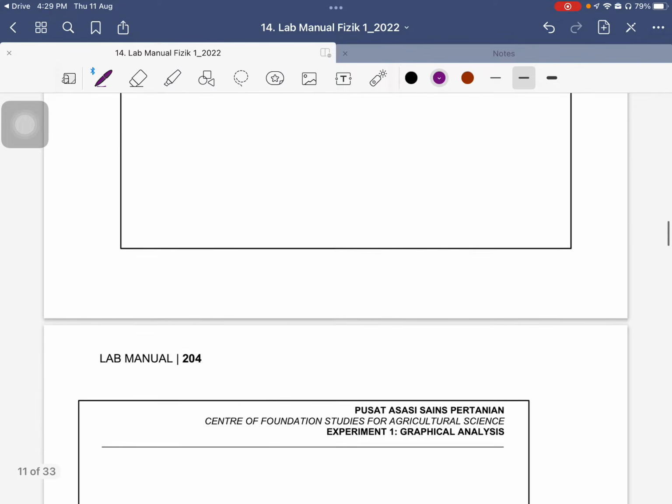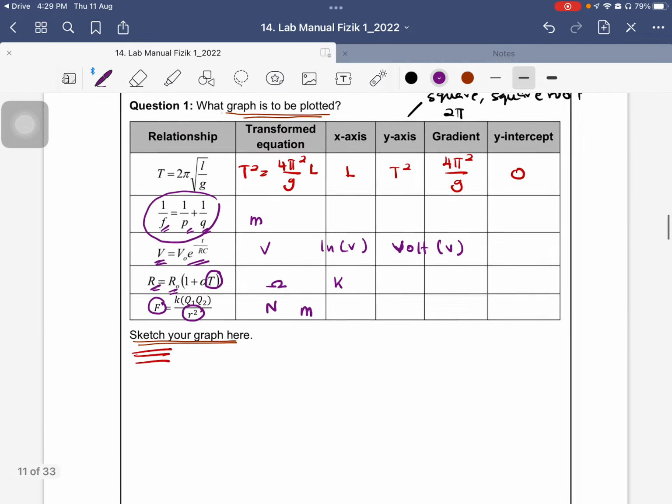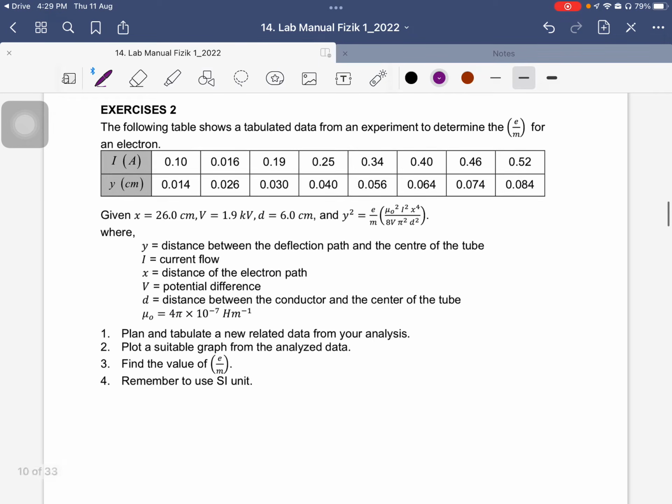Okay, now we will continue to equation number 2. Here, what you need to do is plan and tabulate the related data. Second, you need to plot a suitable graph. Third, you need to find the value of EM. And all of these must be in SI units. Okay, now we have this equation.